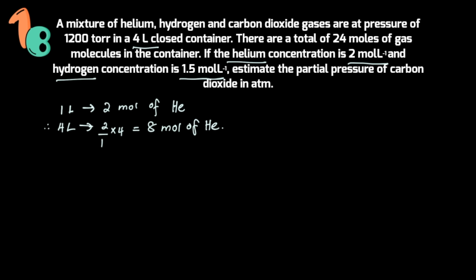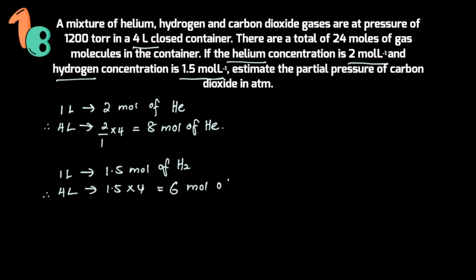Same drill with the hydrogen. So for every liter, it has 1.5 mole of hydrogen. So we have 4 liter, so 1.5 times 4, you should get 6 mole of hydrogen. In the question, it states that a total of 24 mole of gases, right?